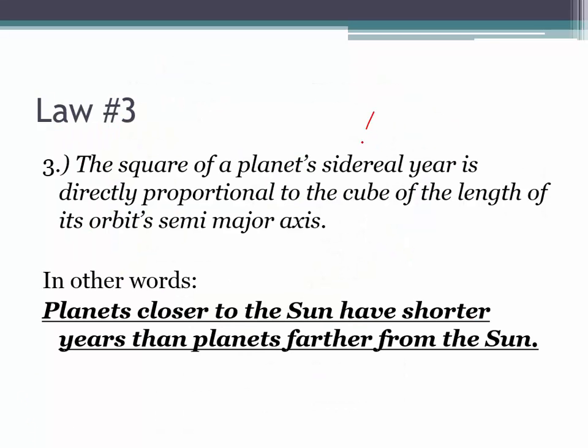Alright, law 3 is the one that's kind of a jumble to say, but a good way to think of it in simpler terms is to say that planets that are closer to the sun have shorter years than planets farther away from the sun. A lot of these rules are going to seem simplistic to us, things that are kind of no duh, but at the turn of the century, the 1500s and 1600s, these were pretty remarkable discoveries.